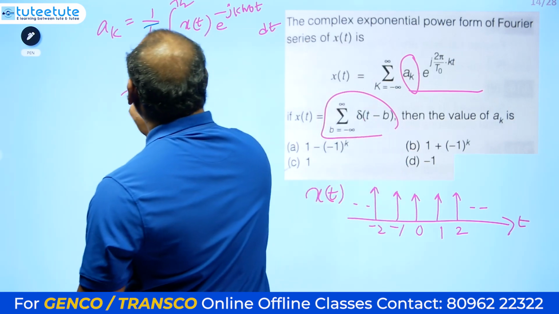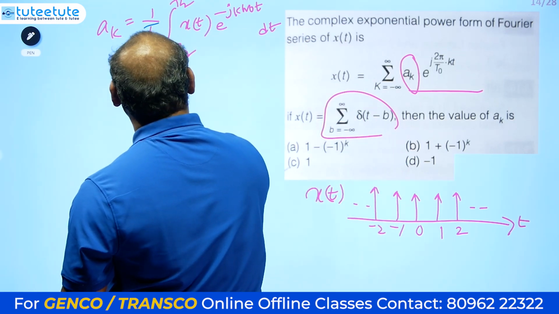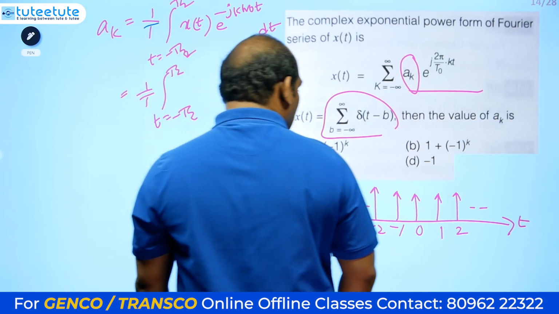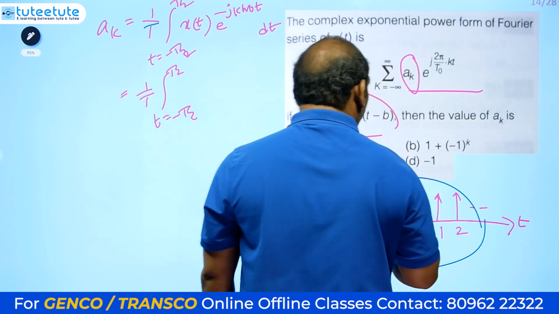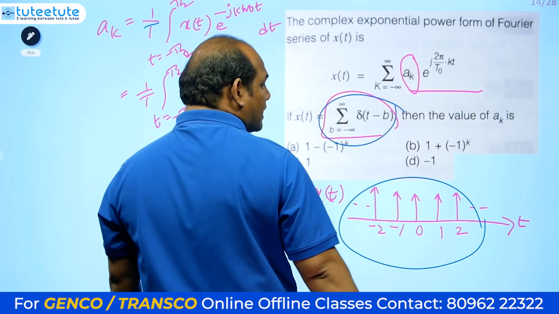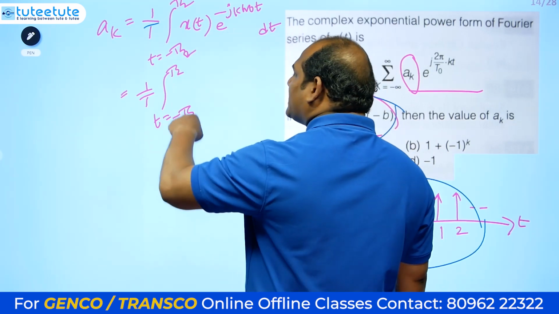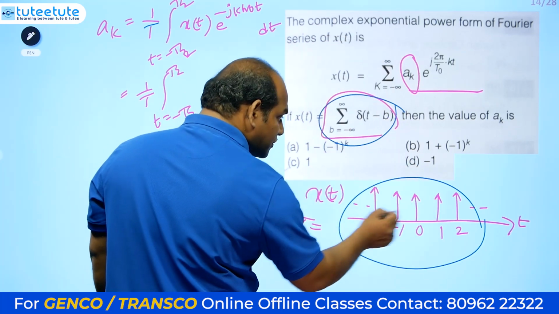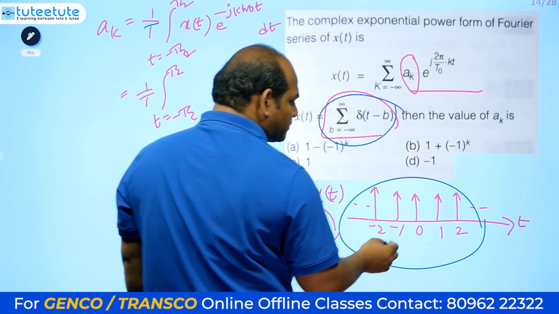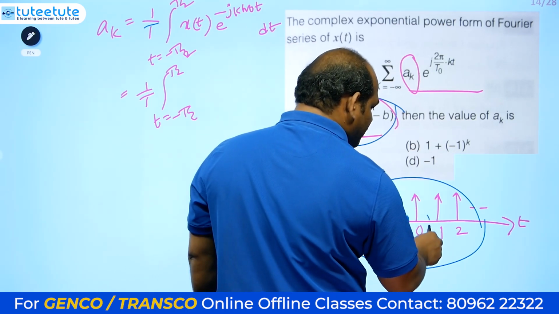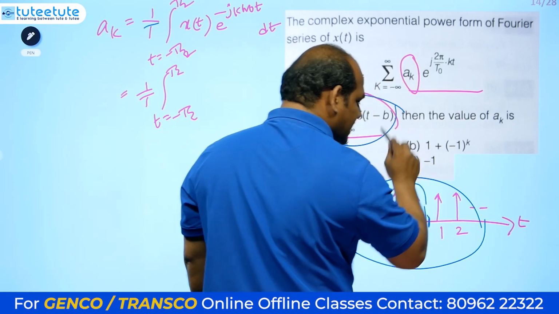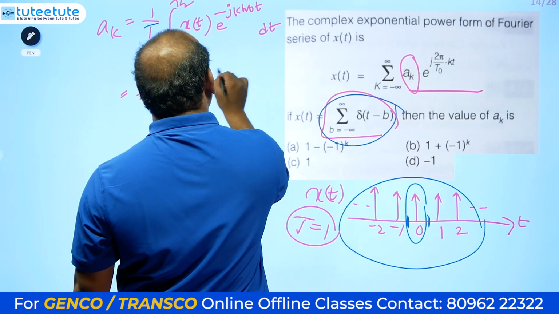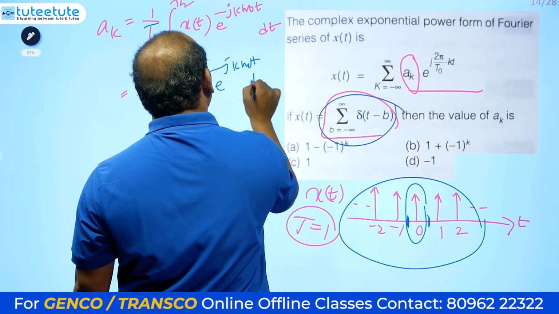Okay, so it is equal to 1 by T integral from t equal to minus T by 2 to plus T by 2. What is this x of t? You need not substitute the entire given signal, but you need to substitute the value in between minus T by 2 to plus T by 2. So what is T? T is equal to 1 second only. So minus T by 2 to plus T by 2 means minus 0.5 to plus 0.5. In between these two, what is there? An impulse signal is there. So you can take here del of t e power minus j k omega naught t dt.